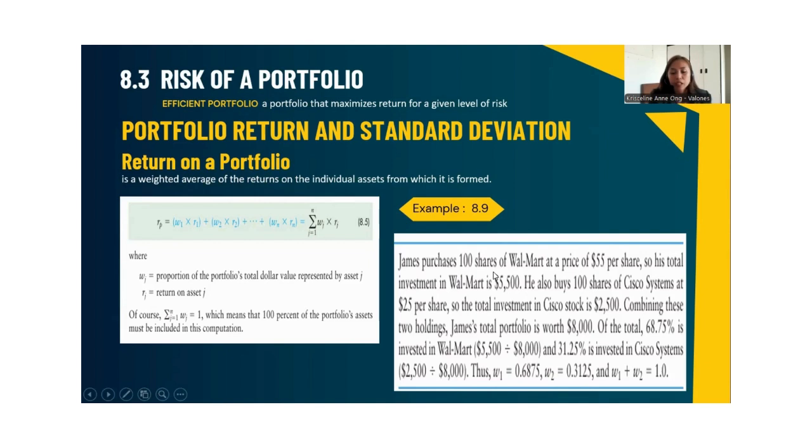James purchases 100 shares of Walmart at a price of $55 per share. So his total investment in Walmart is $5,500. He also buys 100 shares of Cisco Systems at $25 per share. So the total investment in Cisco is $2,500. If we combine these two holdings, the total portfolio is worth $8,000. So if we get the percentage of that, we get 68.75% invested in Walmart and 31.25% invested in Cisco.